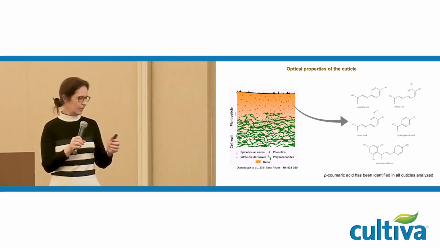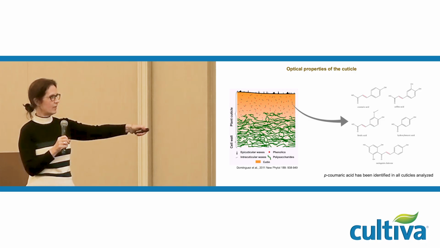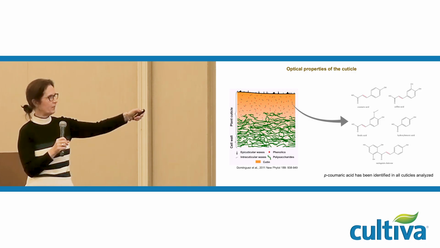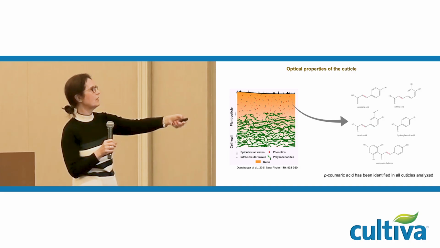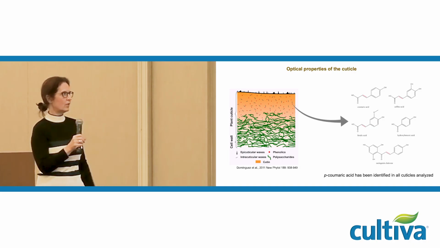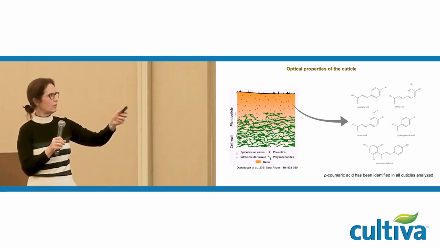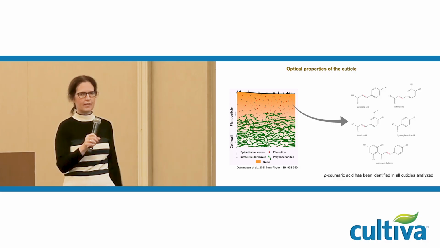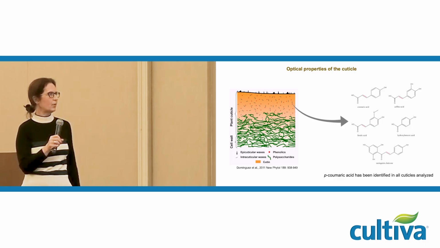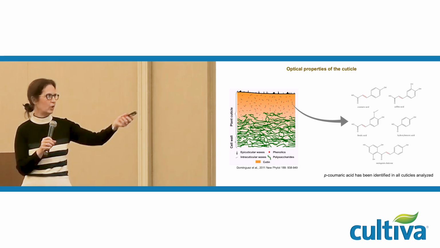Okay, as Jocelyn told us, the cuticle is composed of a cutin matrix, here represented in orange, waxes that can be either present on the surface of the cuticle or inside the cuticle, as we can see with these black lines, polysaccharides that come from the cell wall, and another component that is very important for the optical properties of the cuticle: phenolics.